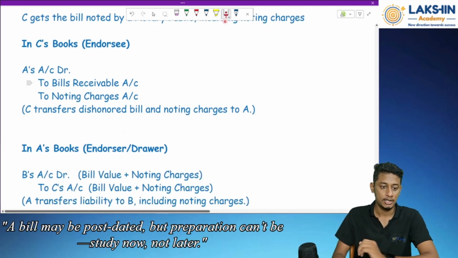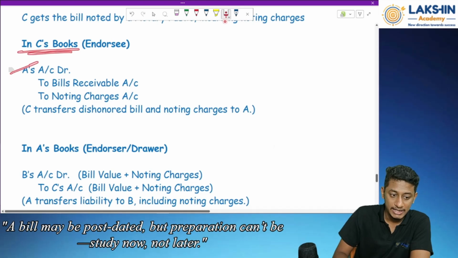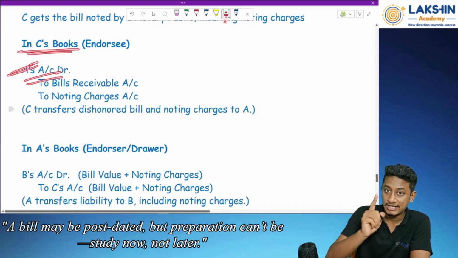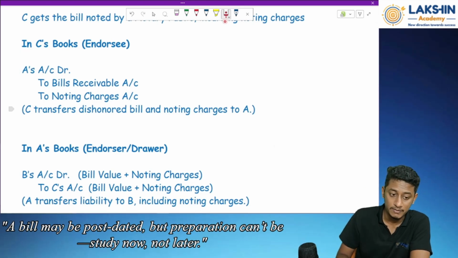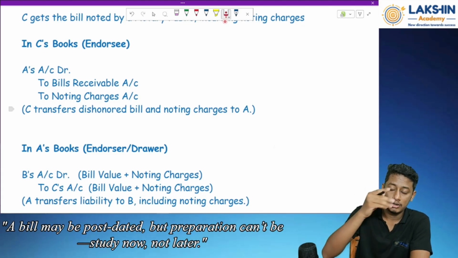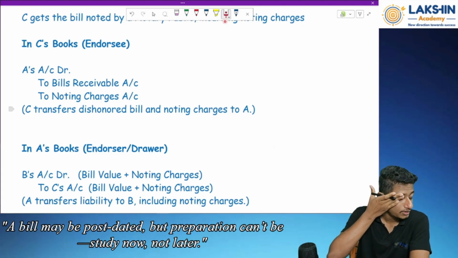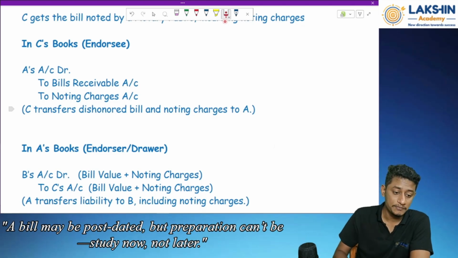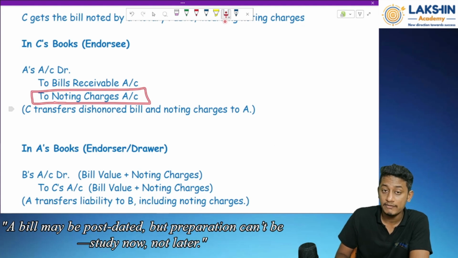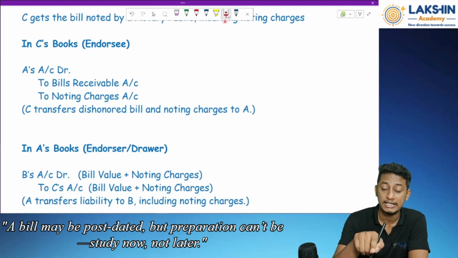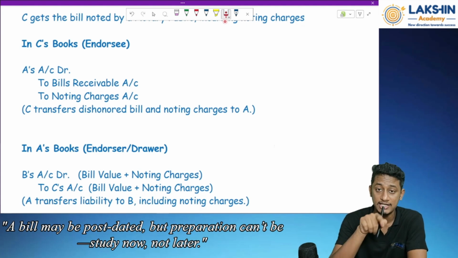Let's see. In C's books, the entry will be A's account debited to bills receivable account. That was the entry we had passed over there for the dishonor of the endorsed bill. Then I am adding noting expenses over here. In the books of C, noting charges will be recoverable. That's why it is credited over here, as an income.